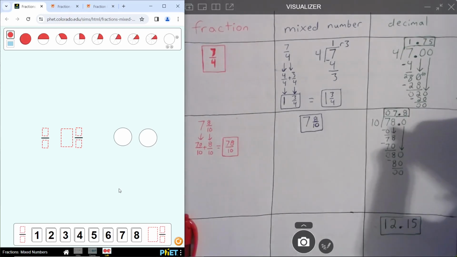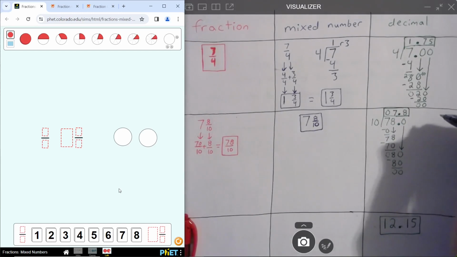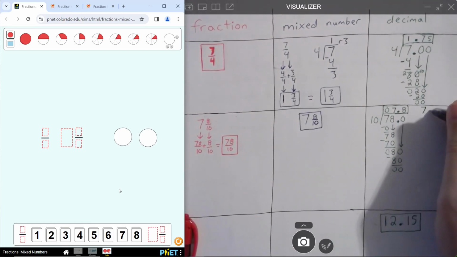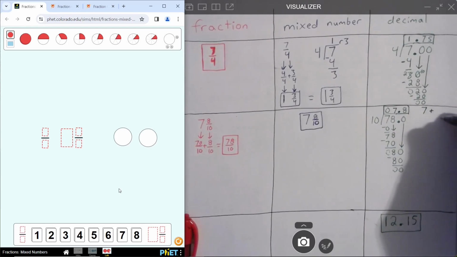You can also do this as 7 whole plus 8 divided by 10. So that would be 7 whole plus the answer of 8 divided by 10. So 10 goes into 8 0 times. 10 times 0 is 0. 8 minus 0 is 8.